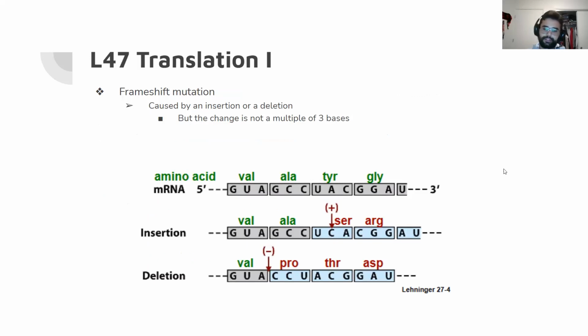If we insert one, you see that we completely shift our open reading frame of our codons, which means different amino acids are going to be coded. The same thing happens if we delete one. But the interesting thing is that if we change by either adding 3 bases or deleting 3 bases, we're not going to have a frame shift mutation, because technically there's only going to be 1 extra amino acid, or we're going to lose 1 amino acid, but all the other amino acids are going to be perfectly fine.